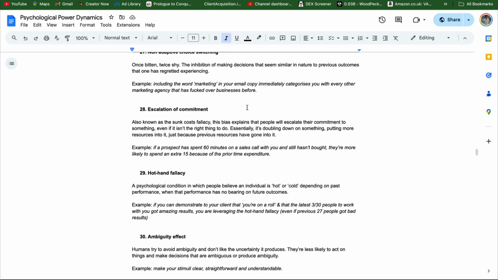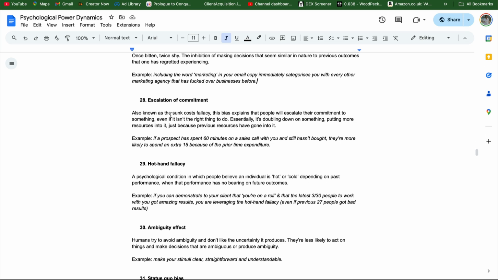And so yeah. Escalation of commitment, also known as the sunk cost fallacy. This bias explains that people will escalate their commitment to something even if it isn't the right thing to do. Essentially, it's doubling down on something, putting more resources into it just because the previous resources have gone into it.